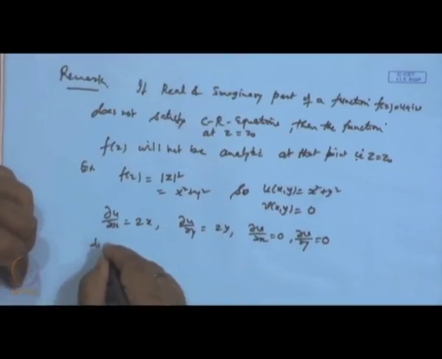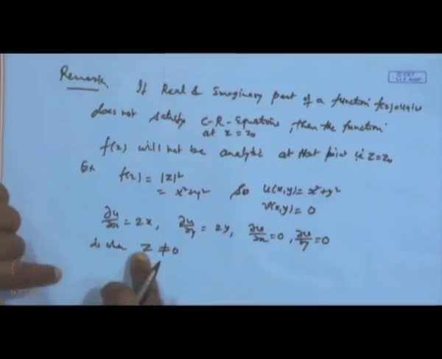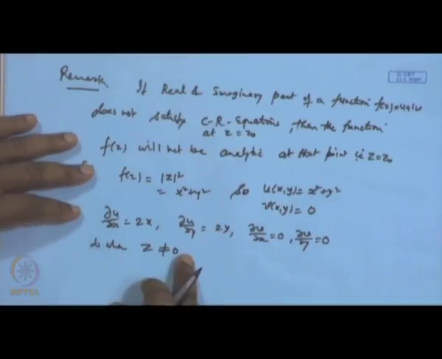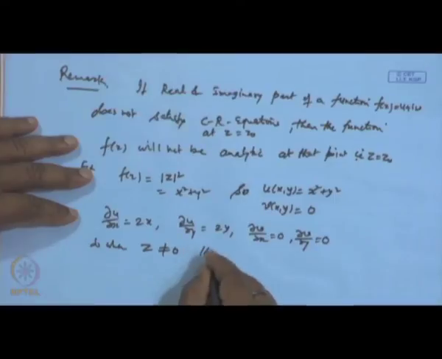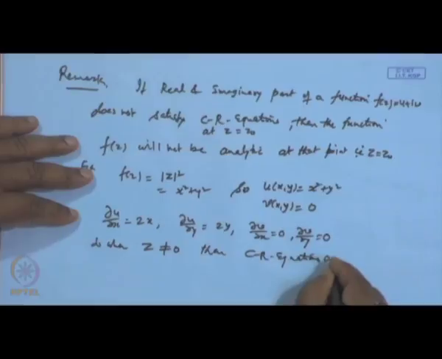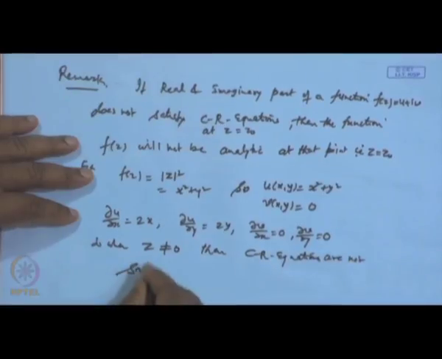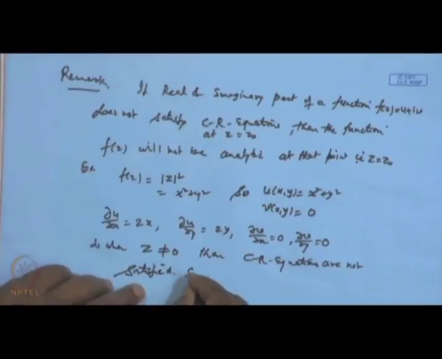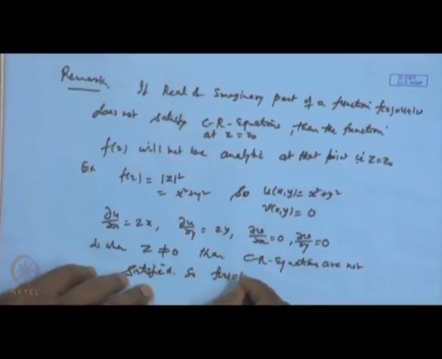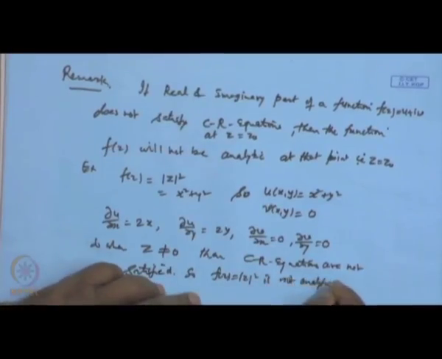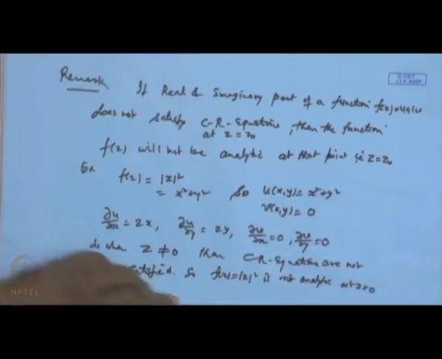So, when z is different from 0, either x will be non-zero or y will be non-zero, maybe both may be non-zero. So, if it is not 0, then CR's equations are not satisfied. So, therefore, the function f(z), which is mod z square, is not analytic at z equal to 0.